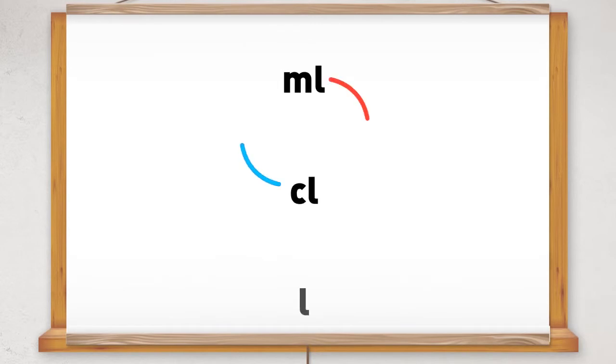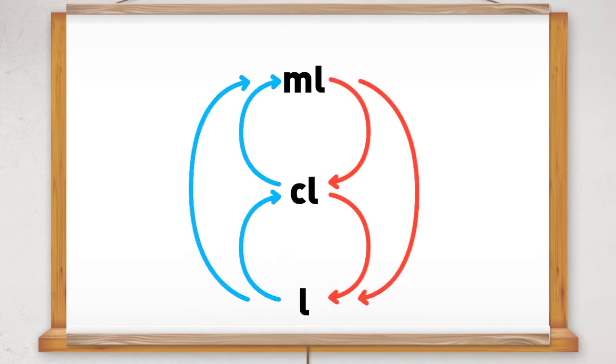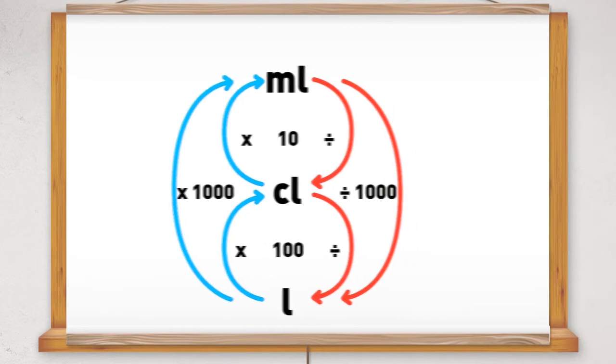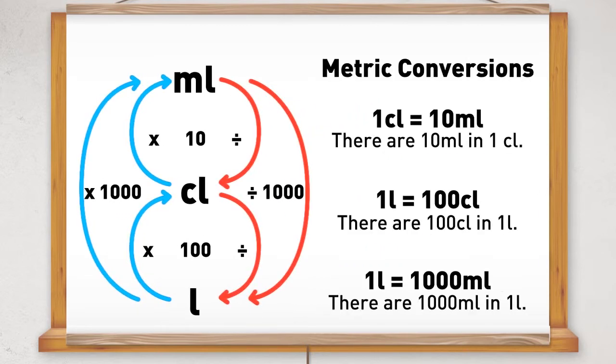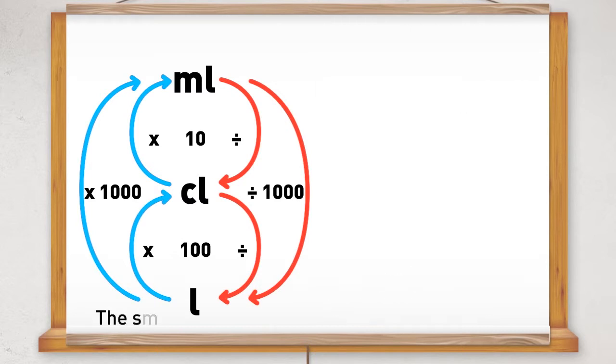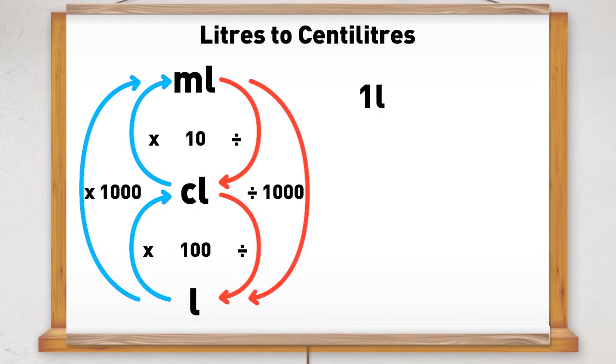To convert between metric units, you need to multiply or divide by 10, 100 or 1000. Here are the metric conversions. If the units are getting smaller, then there are more of them. Let's convert from litres to centilitres. 1 litre equals 100 centilitres.